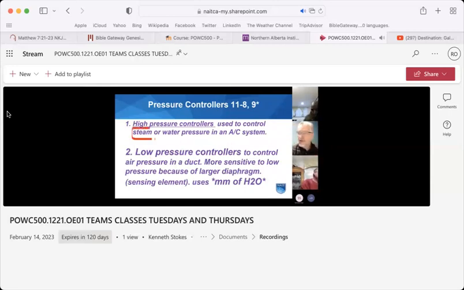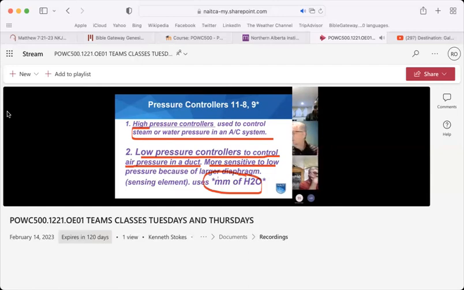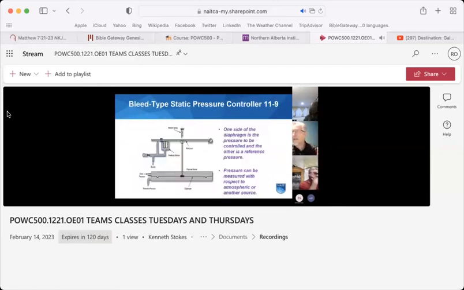Examples: high pressure controllers will control steam or water pressure in an HVAC or AC system. Low pressure controllers will measure and control air pressure in a duct. More sensitive to low pressure. Generally, a controller for very low pressures is a large device because it needs a very big diaphragm to react to very low amounts of pressure.